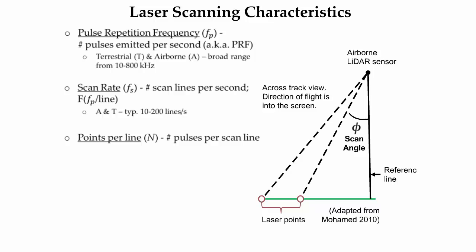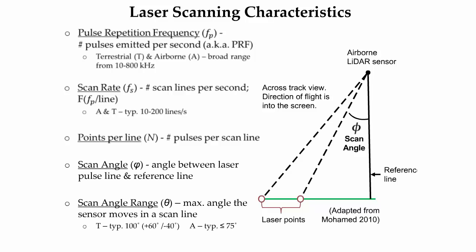The term pulse frequency refers to the number of pulses emitted from a time-of-flight LiDAR sensor. Systems have a broad variation in the PRF ranging from 10,000 to 800,000 pulses per second. The scan rate is the number of scan lines per second. Changing the scan rate will change the density of the points along each scan line.